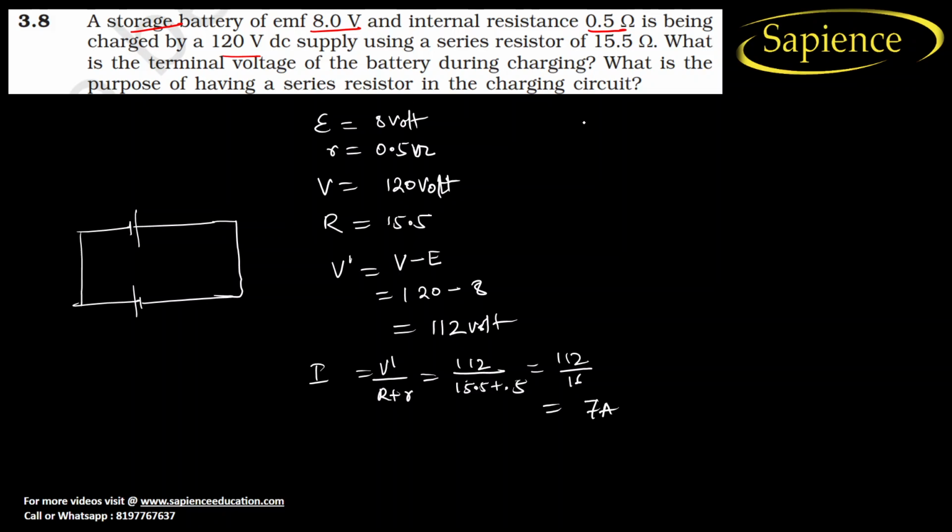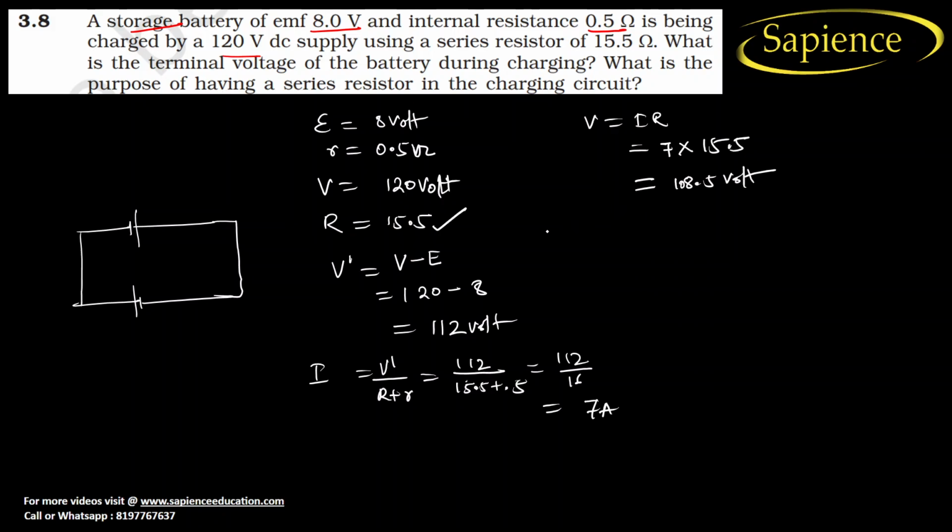Now what will the voltage across the supply be? The voltage across the load will be current into resistance. So current I is 7, and the external resistance we have is 15.5. So finally the terminal voltage we are talking about will be 108.5 volt, right?